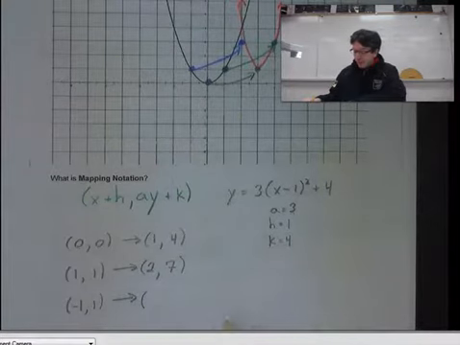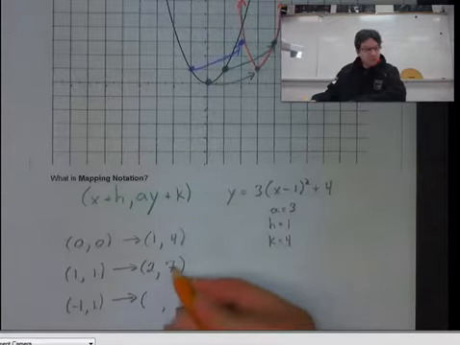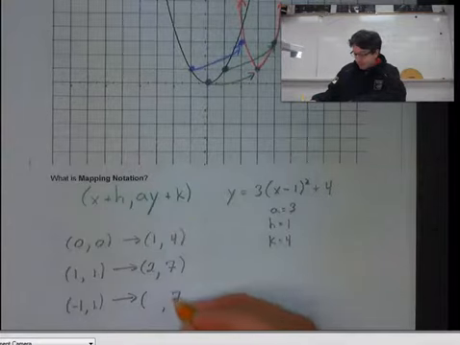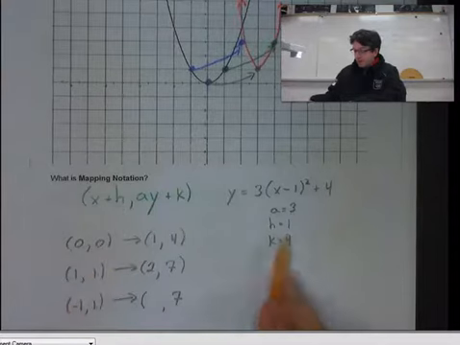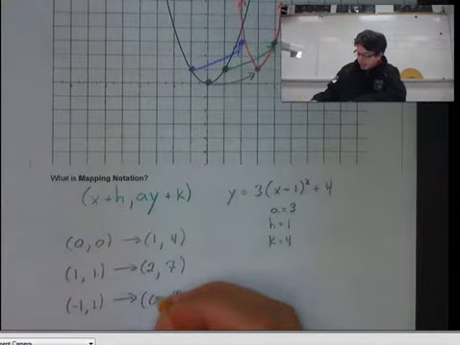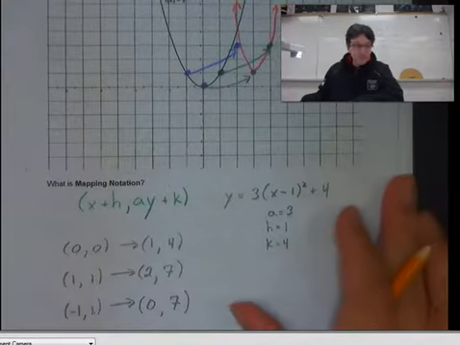And our last point, notice that the last point starts with the exact same y coordinate. So you're going to end up with the exact same transformation. You'll get 7. X will be different though. X is minus 1 plus h. So minus 1 plus 1 is actually 0. And you should notice a pattern there because there is symmetry.